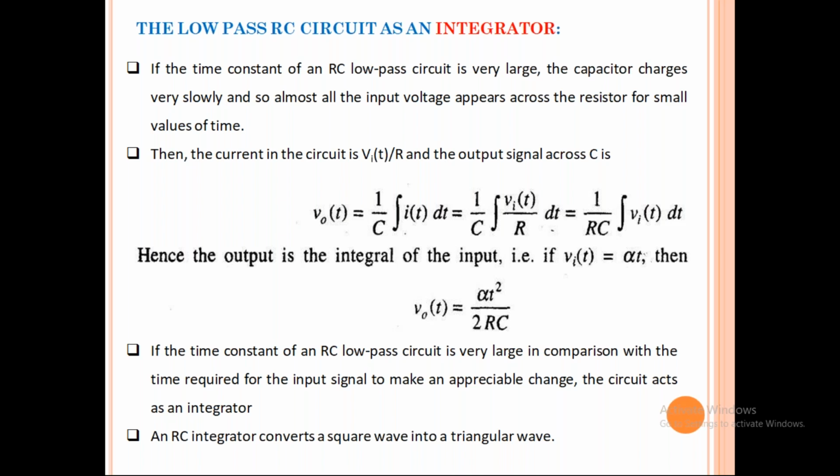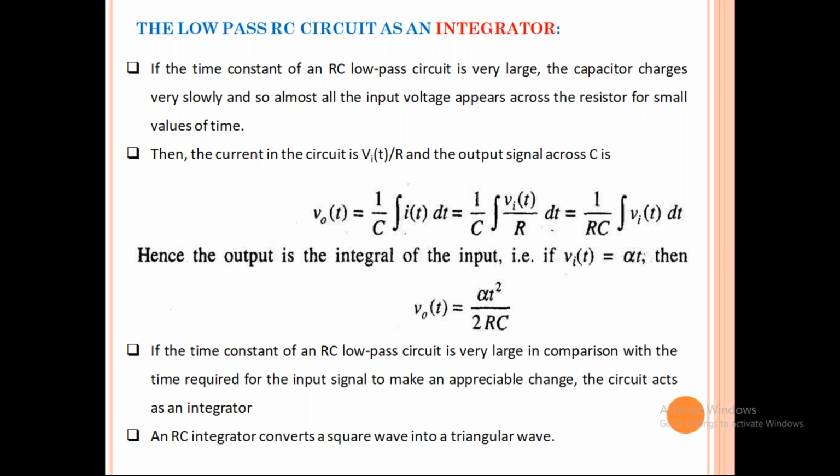Then I of t equal to Vi of t by resistance. Now substituting into the output voltage across the capacitor formula, 1 by C integral of I of t dt, with I of t equal to Vi of t by R, we finally get V naught of t equal to 1 by RC integral of Vi of t dt. So from this equation we can say that the output voltage is proportional to the integral of the input voltage.